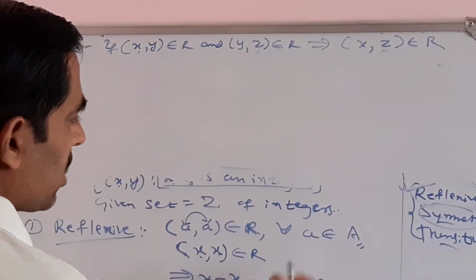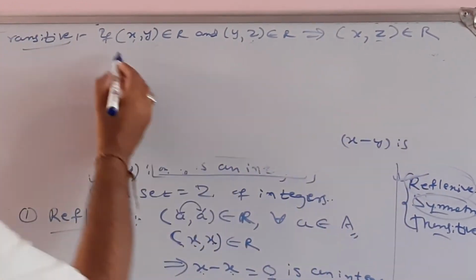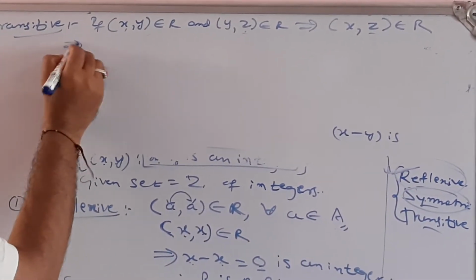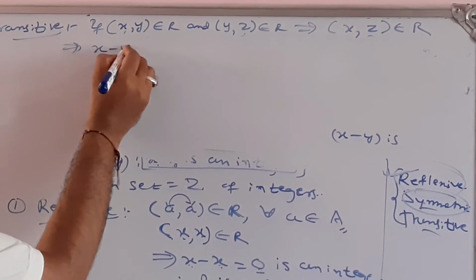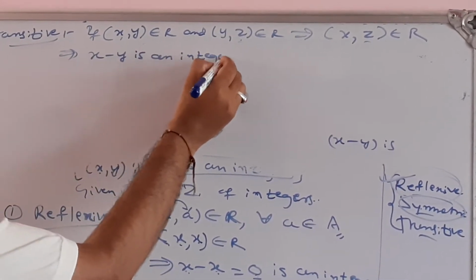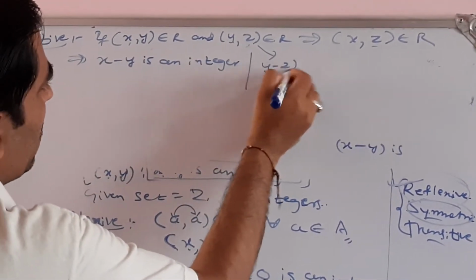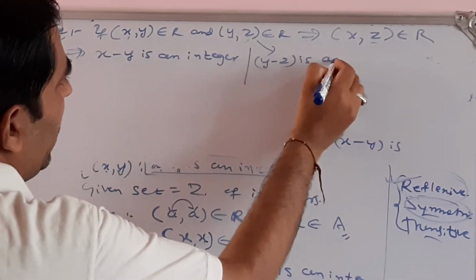So x minus y is an integer. The difference is an integer. This implies xy belongs to R means x minus y is an integer, and yz belongs to R means you take the difference here. y minus z is also an integer.